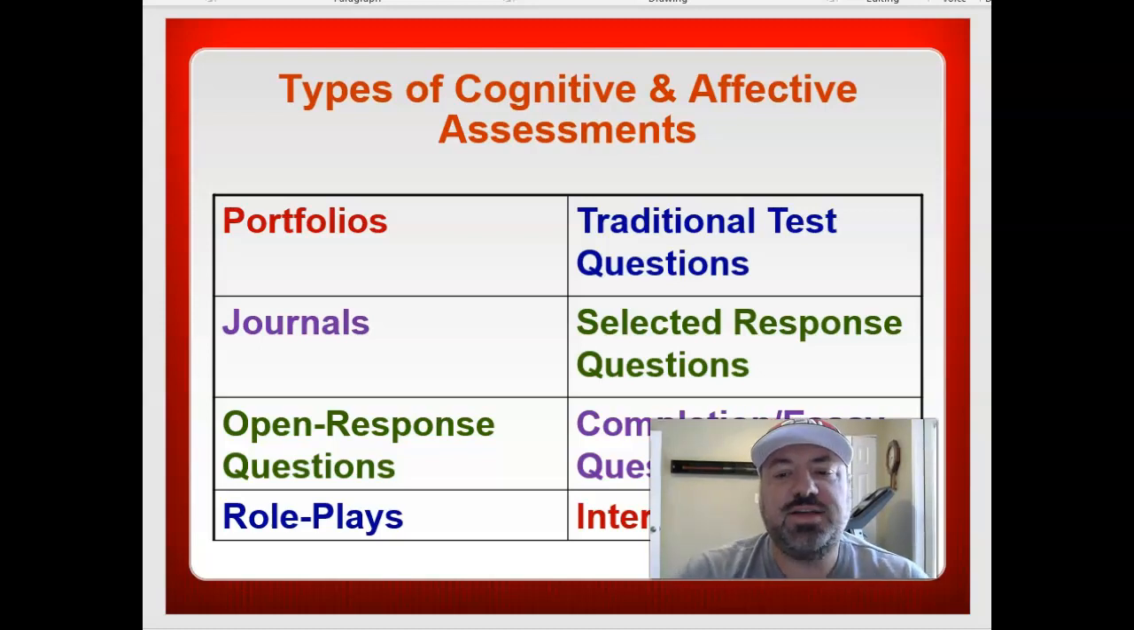So that's a review from last time. Today we'll shift over to the right side. We're going to look at more of the cognitive type of assessments. We'll start with traditional test questions. We'll talk about selected response questions. We'll then move to completion and essay questions, which would be more of the constructed response questions. And we'll talk about the interviewing process as well. So these are the 4 types of cognitive assessments we'll really go through. Interviews are a technique that can bring all the domains together as well.